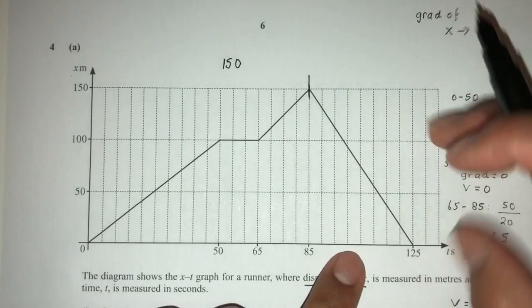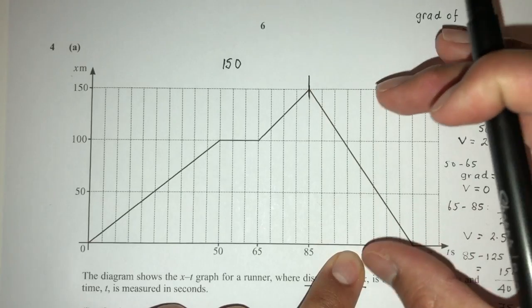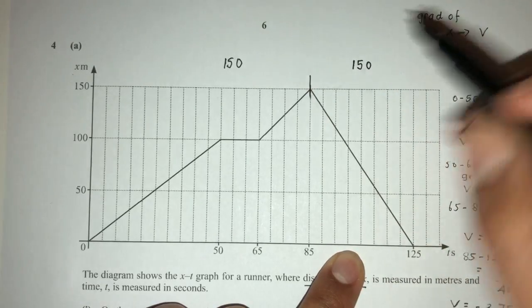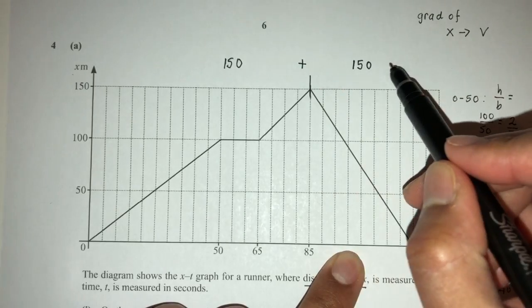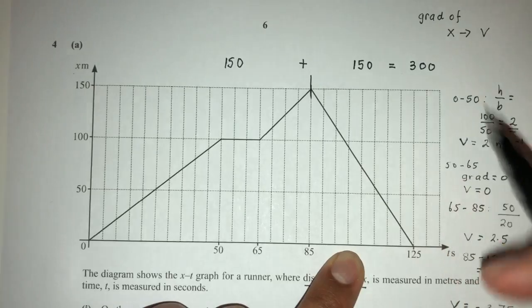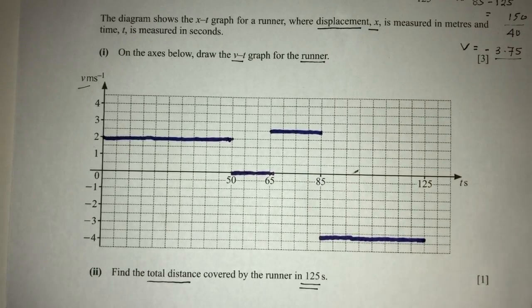And now from this point to this point, he ran the same distance again, which is 150, but in the opposite direction. So the total distance traveled is actually 300. Okay, that is one way of looking at this. But if you're confused, you can always come back to this and find the distance traveled by the area under the graph. Okay, up to you.